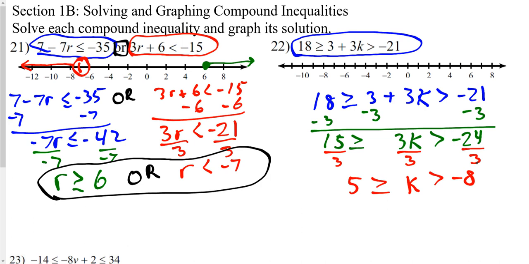Notice we have 5 with a greater than or equal to, so that's a solid dot. We have our negative 8, and that's got a greater than there, so that's going to be an open dot. Notice with your inequality, k is in between these two numbers, so that means you need to then shade in between the two numbers we put on our number line.